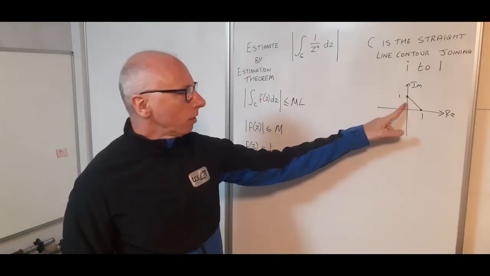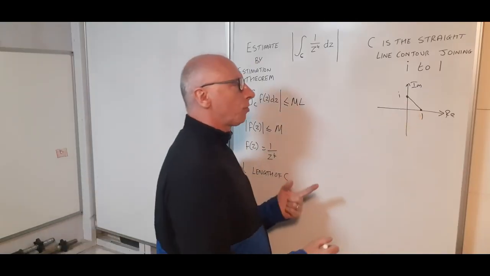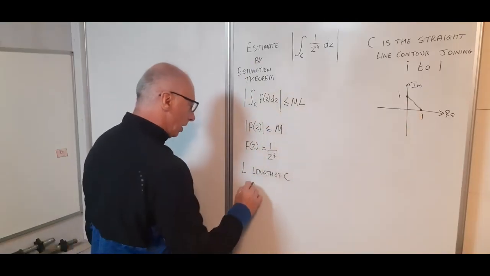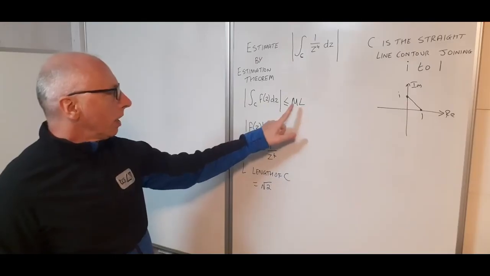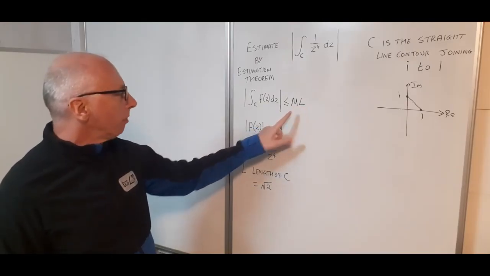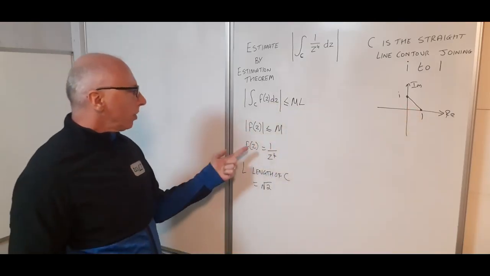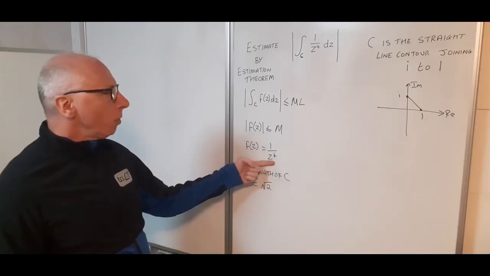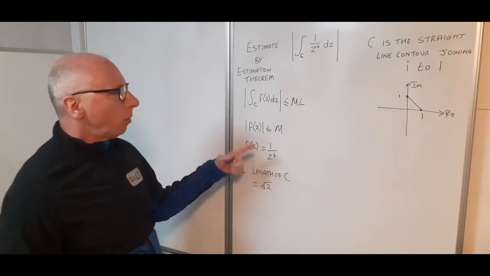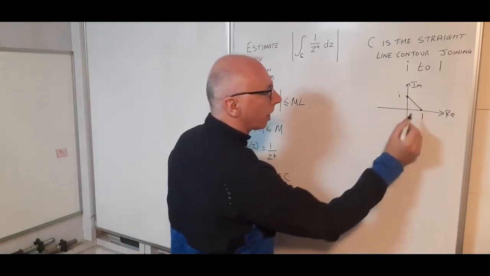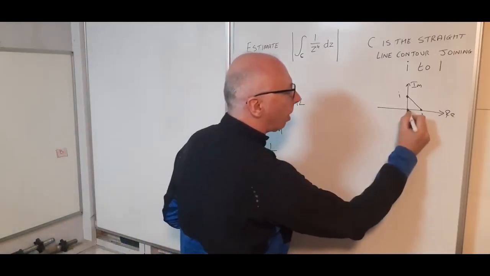Well, if that's absolute value of 1, and that's also absolute value of 1, that's going to give us the square root of 2. So straight away we can see that the length of C is the square root of 2. So we've already got our L value. Now we need to find M, which is the maximum value of f of z on this contour. As we've got a reciprocal function, what we want to do is find the minimum value of z as it's in the denominator. Now where's the minimum value of z on here in terms of its absolute value? Well, that's going to be the shortest distance from our origin.